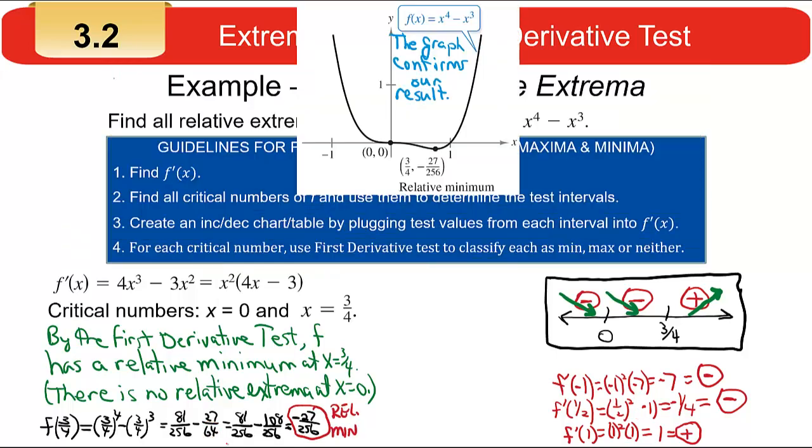If you wanted a graph to verify it, you don't need the graph to do any of this work, but that's what it looks like. And you see that there really is a relative minimum at the point we said it was. But you don't need the graph to know that.